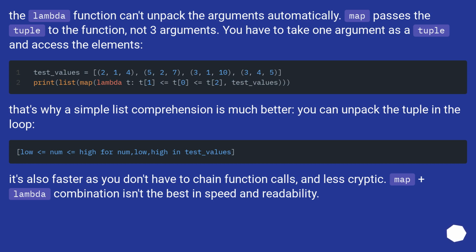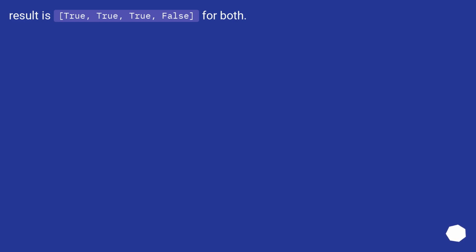That's why a simple list comprehension is much better. You can unpack the tuple in the loop. It's also faster as you don't have to chain function calls and less cryptic. Map plus lambda combination isn't the best in speed and readability. Result is true, true, true, false for both.